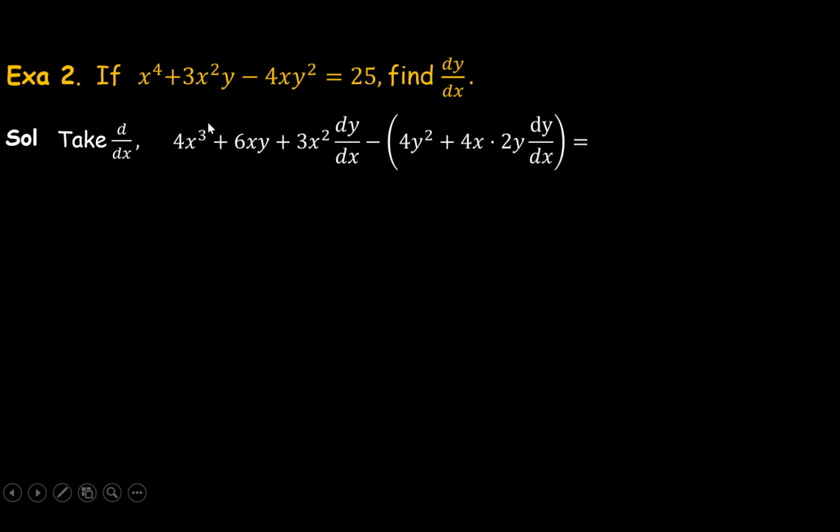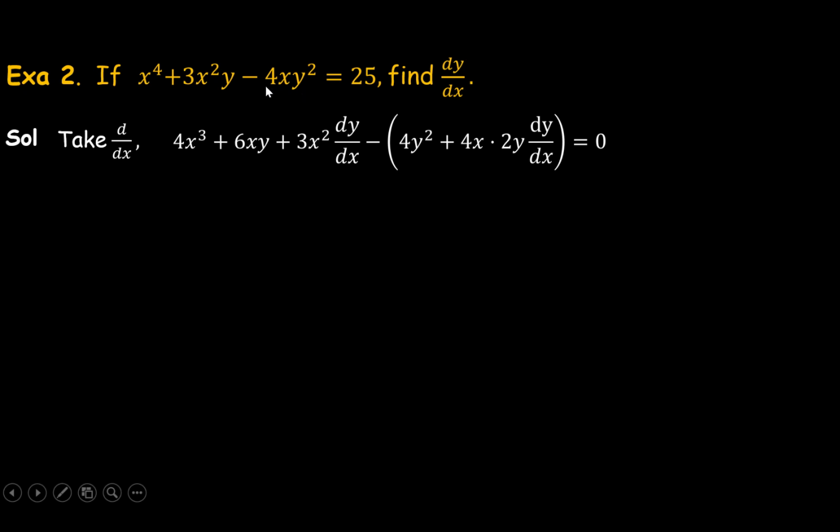That is simply the power rule. And for the next term, 3x squared times y, you have to really think about this as a product of 3x squared and then y. So the product rule says you're going to take a derivative of the first function, which is 6x, and then times y, plus the first function, which is 3x squared, times the derivative of y, which is dy/dx. Okay? And then you're going to deal with the 4xy squared.